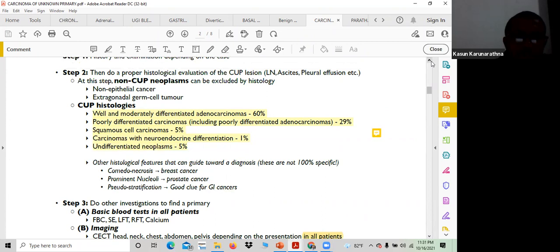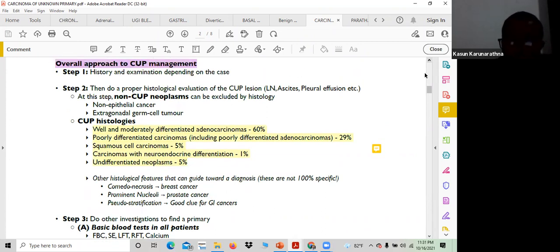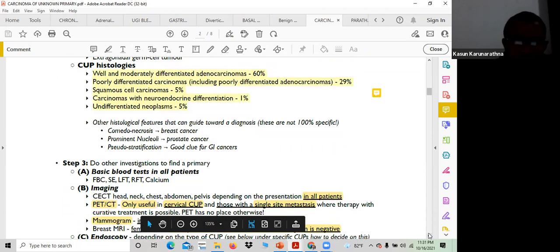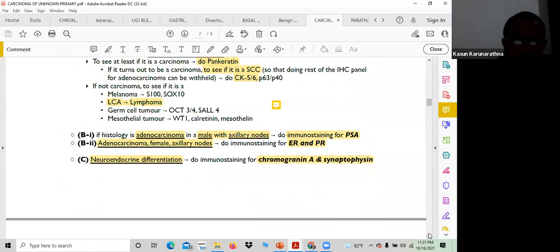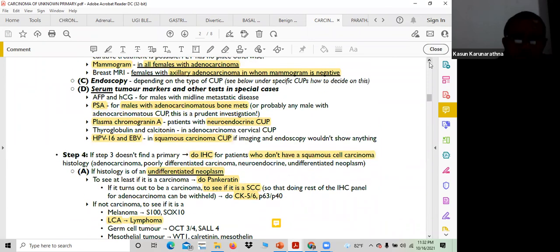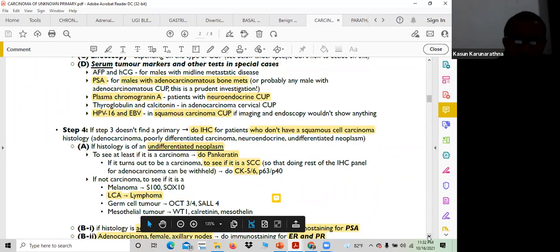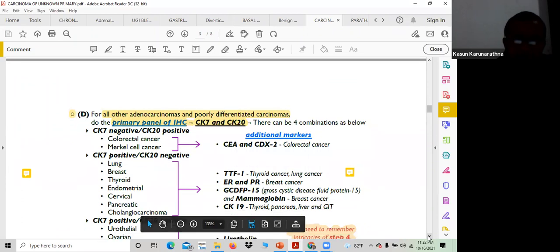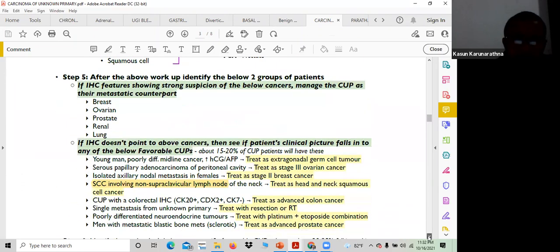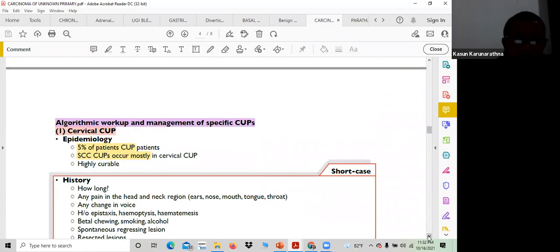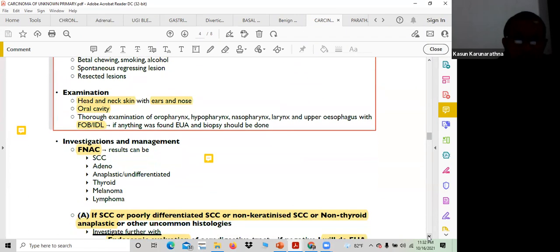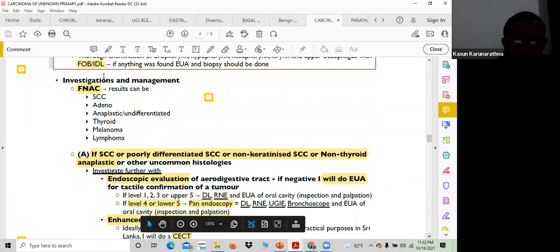And regarding this assessment, you do all this stuff, right? But if it comes as squamous cell carcinoma in FNAC, then you go for the pan endoscopies, right? And if it is adenocarcinoma, then you go for immunohistochemistry. Those are the two lines of management after FNAC.